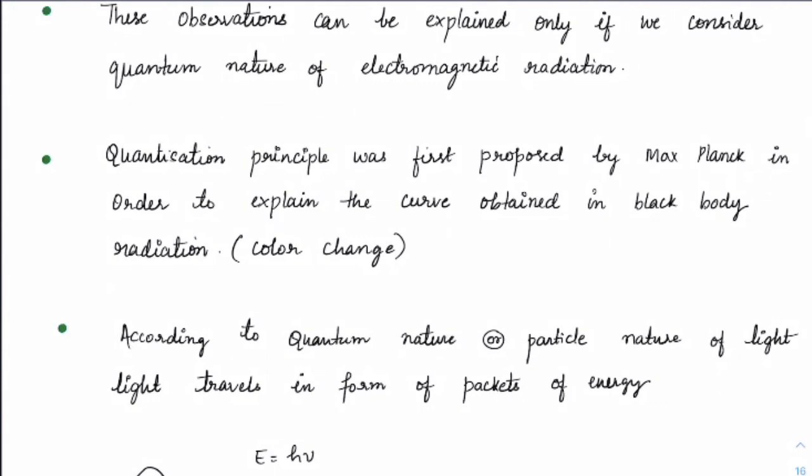Now, to explain this, we have to consider something called the quantum behavior or the quantum nature of electromagnetic radiation. In short, we say that electromagnetic radiation will get quantized, right? Quantization is that principle which was first developed by Max Planck, and he was trying to explain how black body radiation has some color changes. I will explain that in a minute.